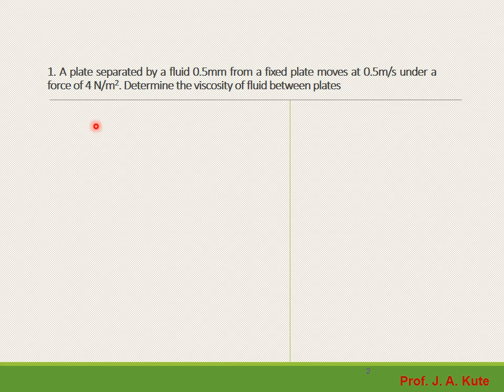Today we are going to see the numerical on viscosity, part 1 of this numerical. The very first numerical: a plate separated by fluid 0.5 millimeter from a fixed plate moves at 0.5 meter per second under a force of 4 Newton per meter square. Determine the viscosity of fluid between the plates.